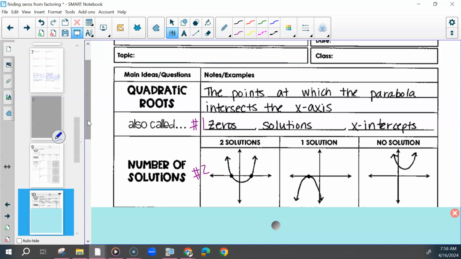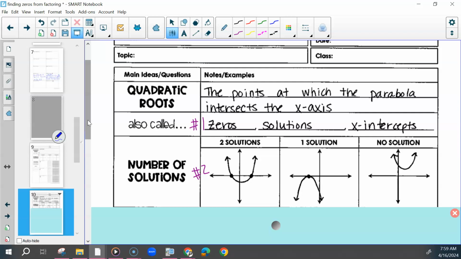Go ahead and write this. Quadratic roots, remember that's another word for x-intercept solution. Zeros are the points at which the parabola intersects the x-axis, also called zero solutions, x-intercepts. Draw in these rough sketches. The algebraic methods that we were just doing can be done graphically, but if it asks you specifically to do it algebraically, you need to do it that way.